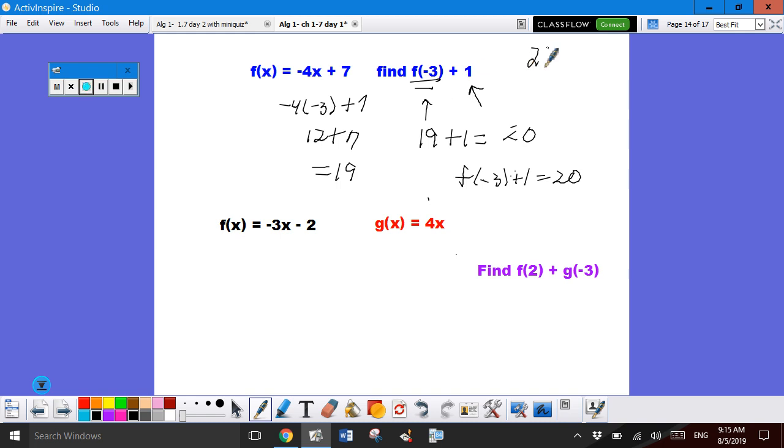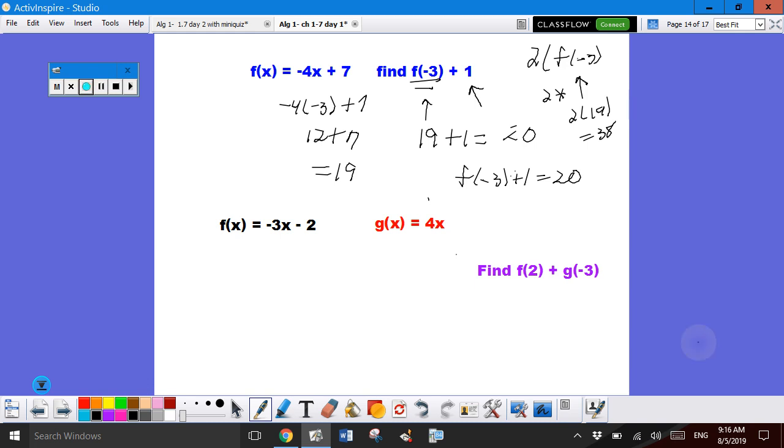So for example, if I had 2 f of negative 3, that would mean take the answer from negative 3 and multiply 2 times whatever this answer is. In this case, this would be 2 times 19, which would give me 38.